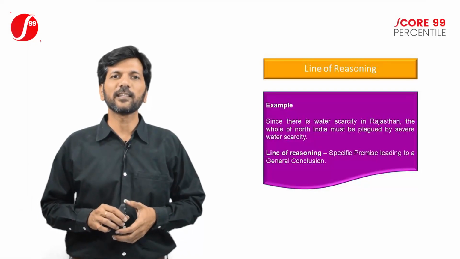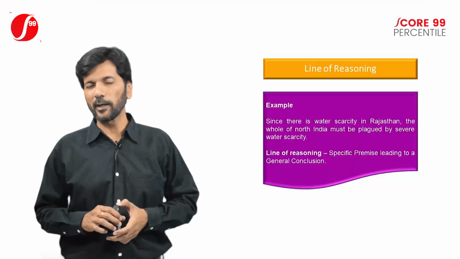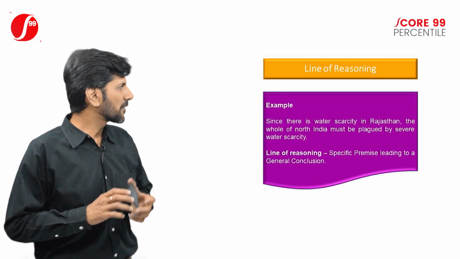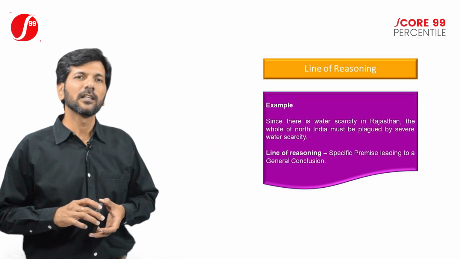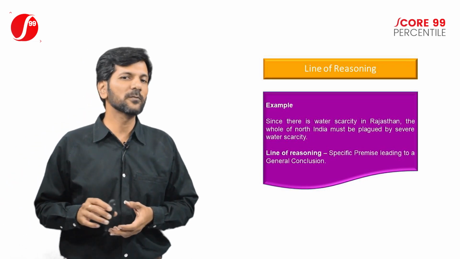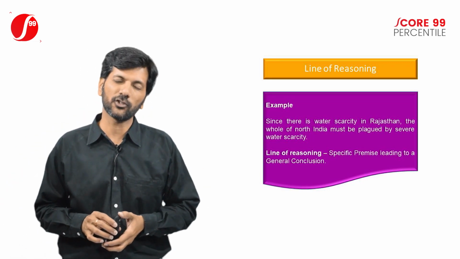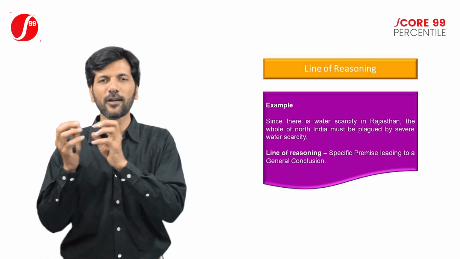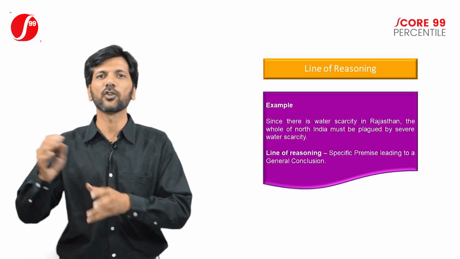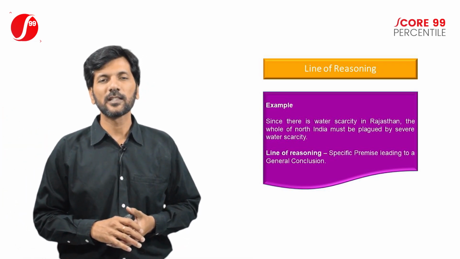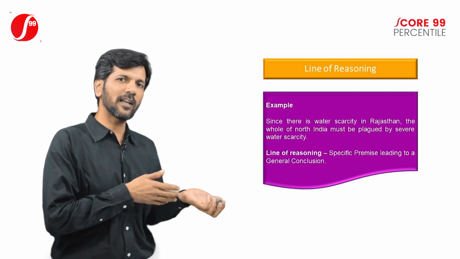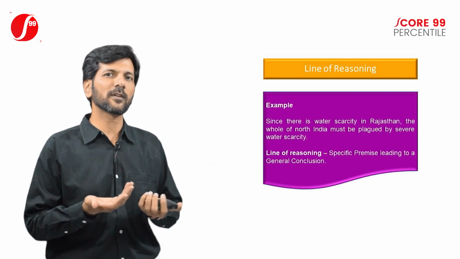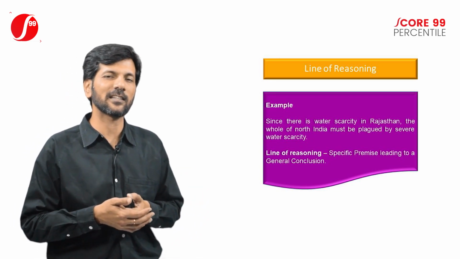Now let's take a look at another example to understand the line of reasoning concept. What you see on your screen is the other example that says that since there is water scarcity in Rajasthan, the whole of North India must be plagued by severe water shortage. The word "since" is your indicator to say that this is your reason and the rest of it is your conclusion. So this says that since Rajasthan has water shortage, it must follow that the entire North India must have severe water scarcity as such.